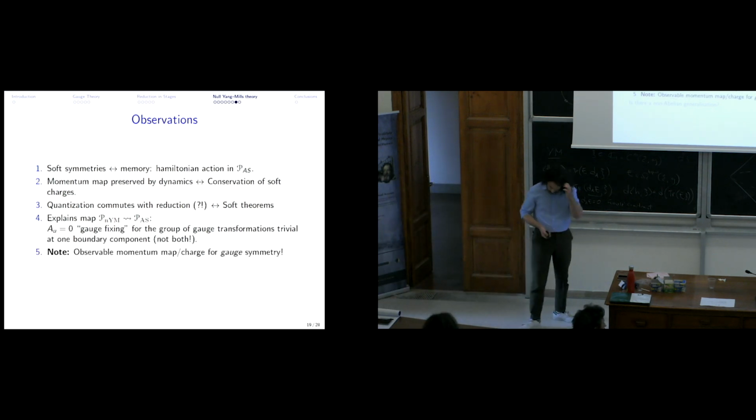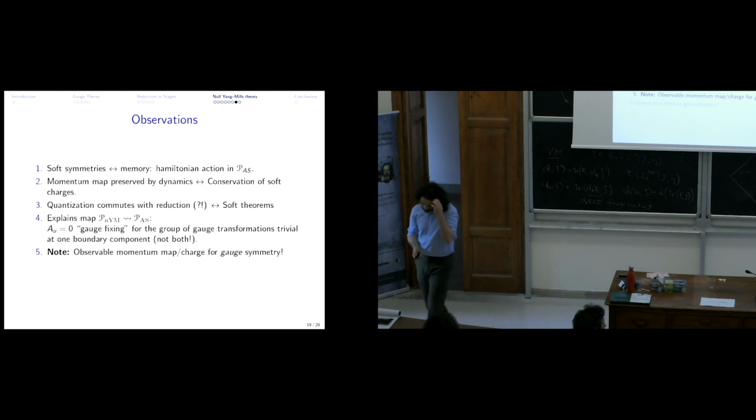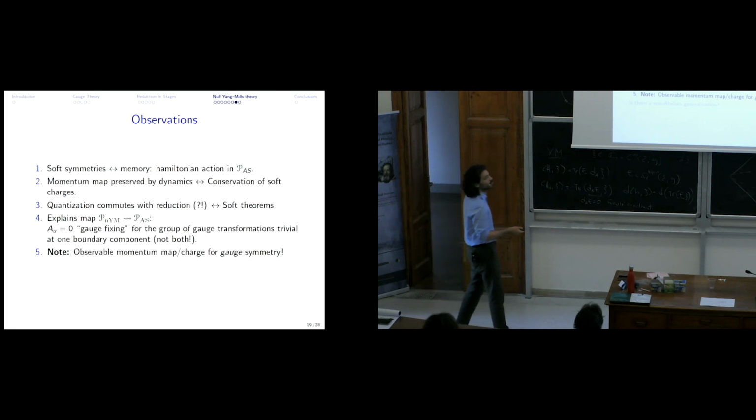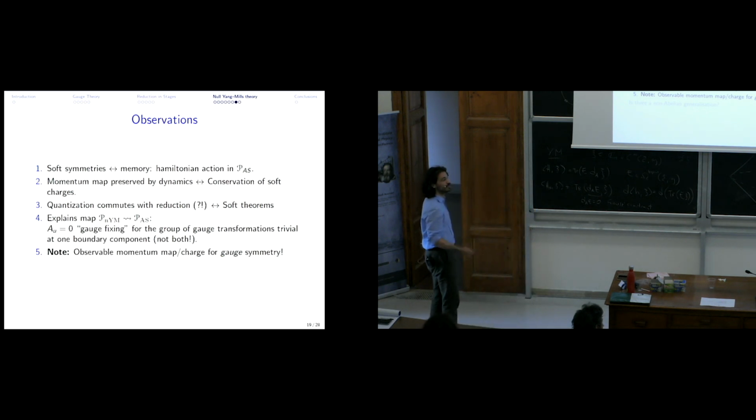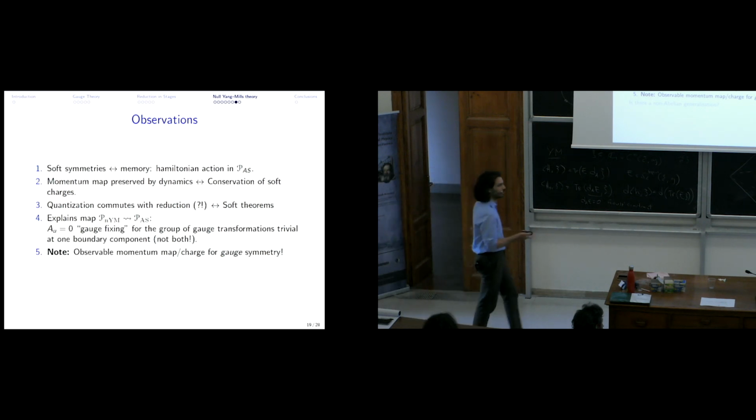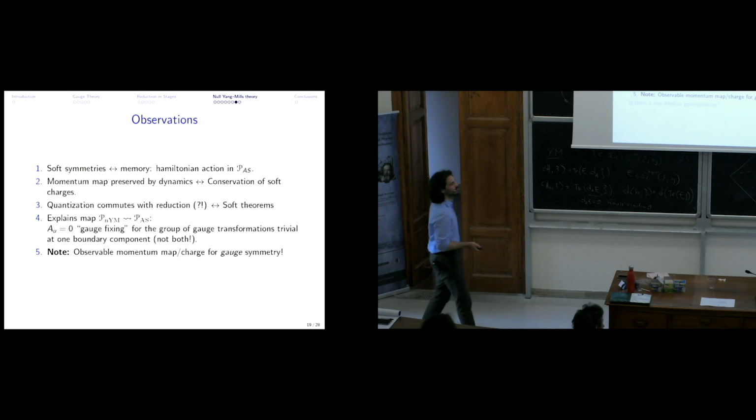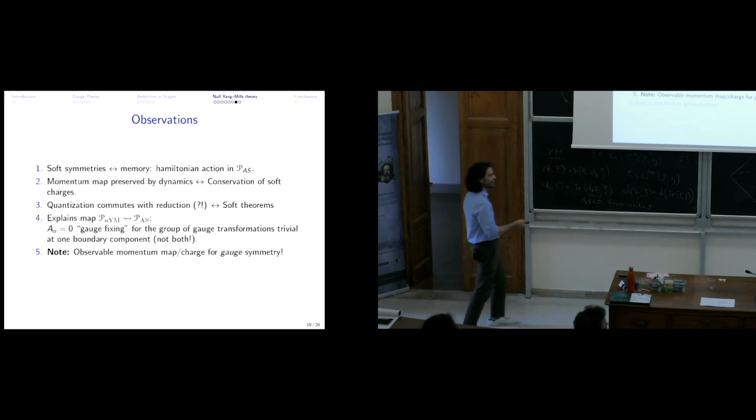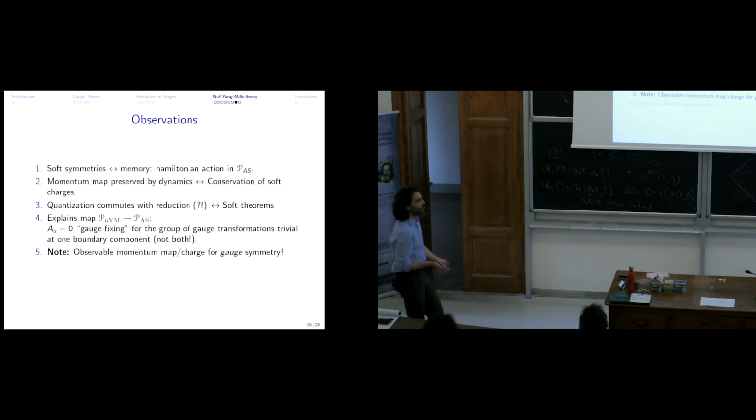Now, a somewhat philosophical point here is that in the abelian case, we get an observable momentum map, a surface charge, as Maxime was saying, but for what? For a gauge symmetry. If you think about your first course on gauge symmetry, you know that this is not possible. Gauge symmetries have zero charges up to boundary.